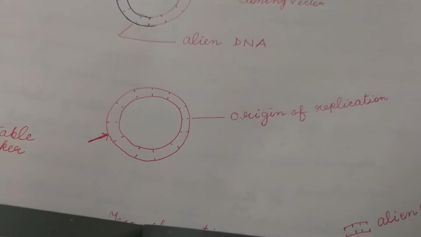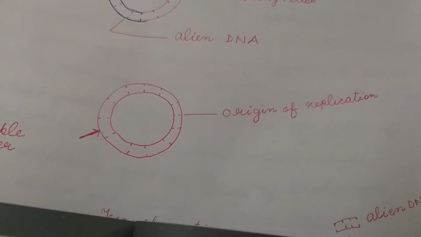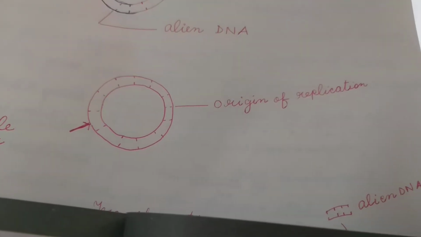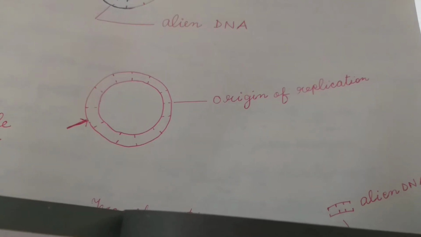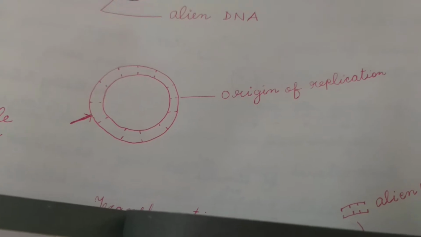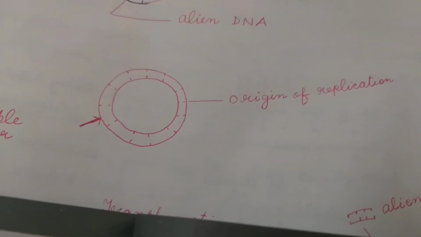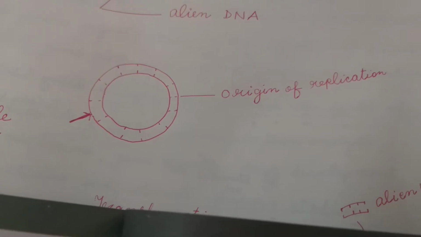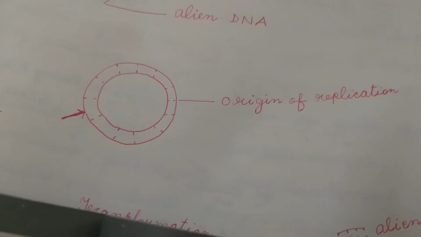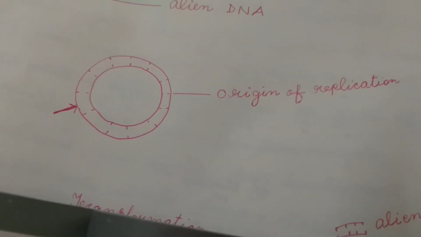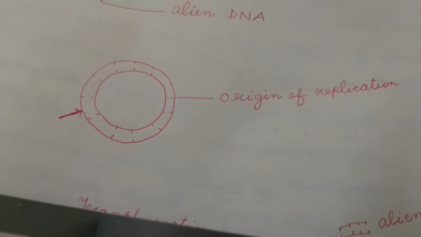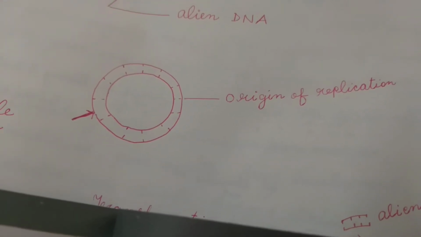If the alien piece of DNA is linked to origin of replication, then only replication of the alien DNA starts within the host cell. So origin of replication is responsible for initiation of replication of the foreign DNA in the host. Origin of replication is the sequence of DNA which is responsible for replication of the alien DNA in the host cell.